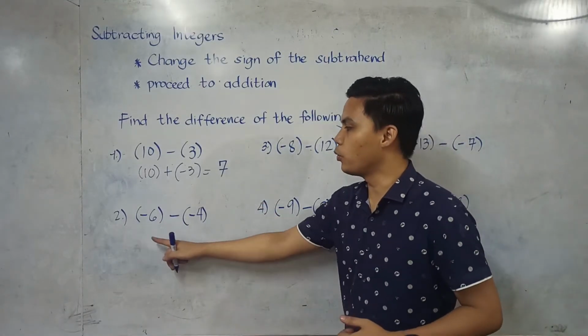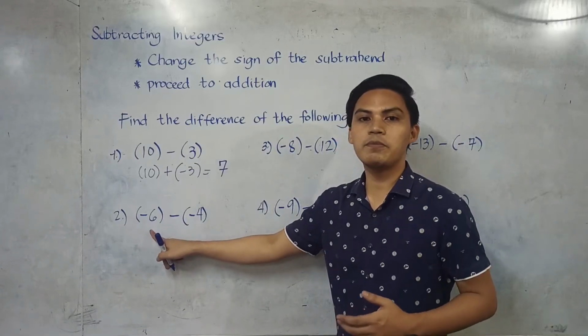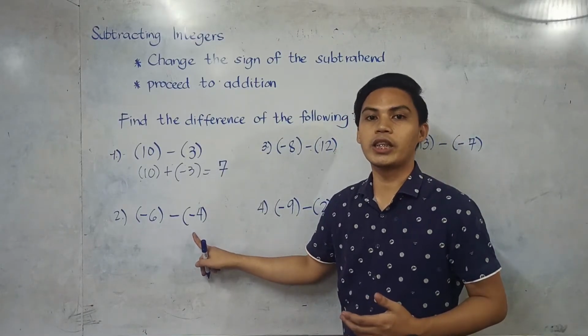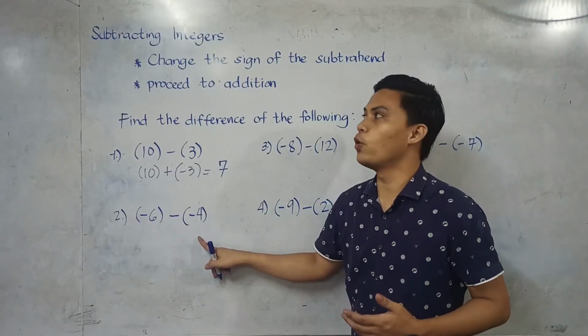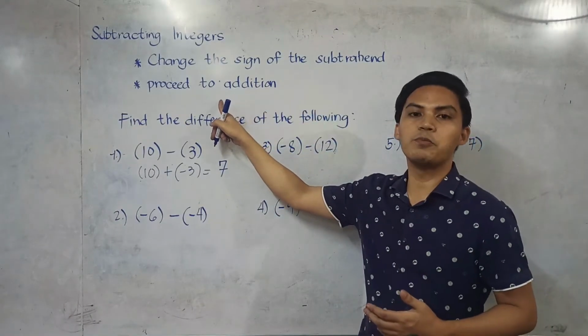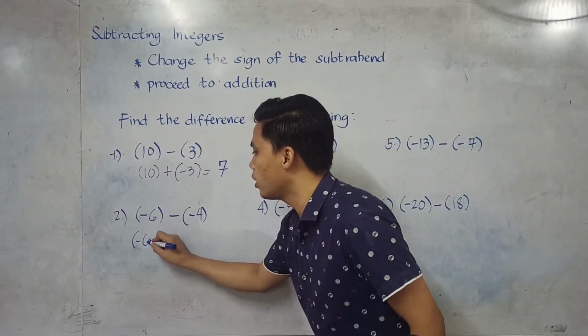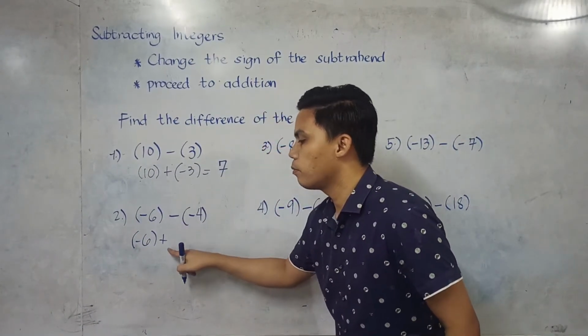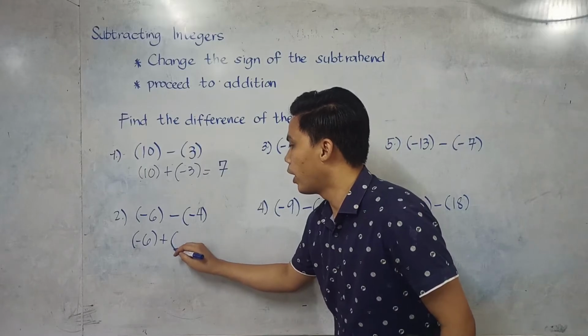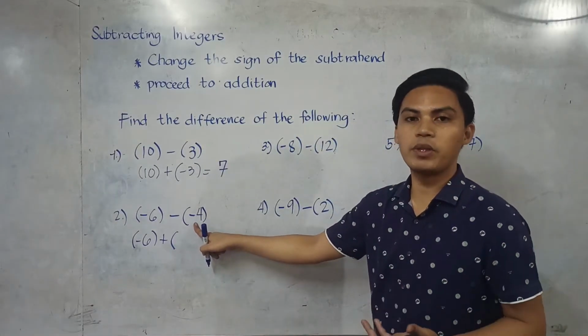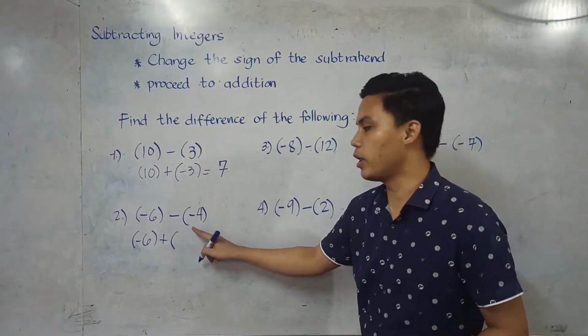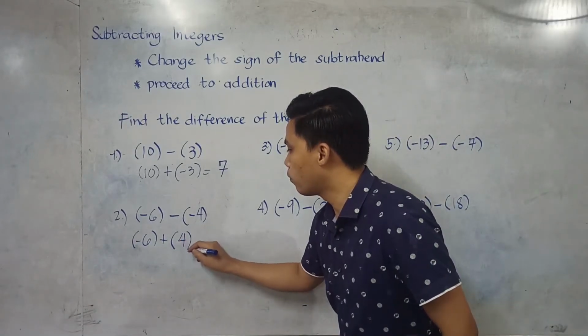Okay, let's proceed to number 2. We have negative 6 minus negative 4. Again, we're going to change the subtrahend, then proceed to addition. So copy lang yung minuend na negative 6 plus, proceed to addition, then yung negative 4 na subtrahend, magbabago ang kanyang sign, magiging positive 4.